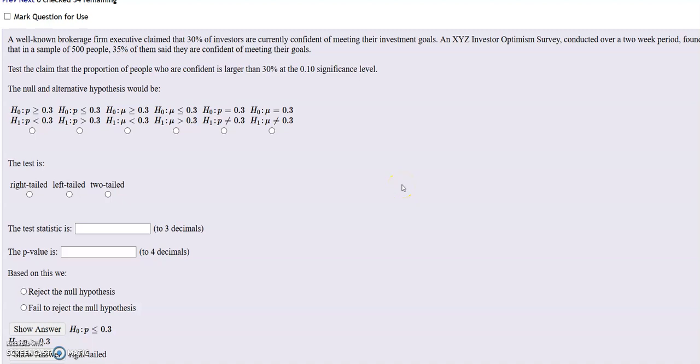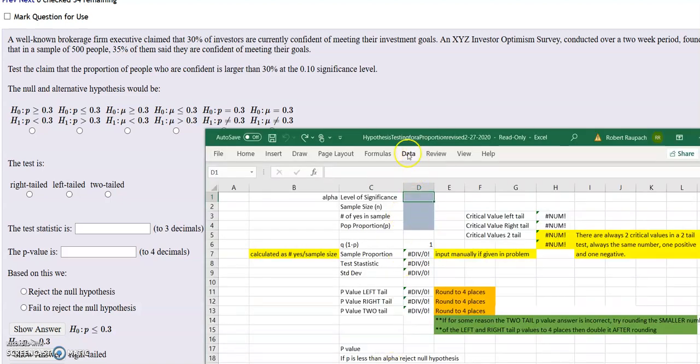Okay, this video will show you how to do P versus alpha, but with proportions instead of the mean, okay? So, a well-known brokerage firm claimed that 30% of investors are currently confident in meeting their goals. Now, that's the population proportion. The sample size would be 500.